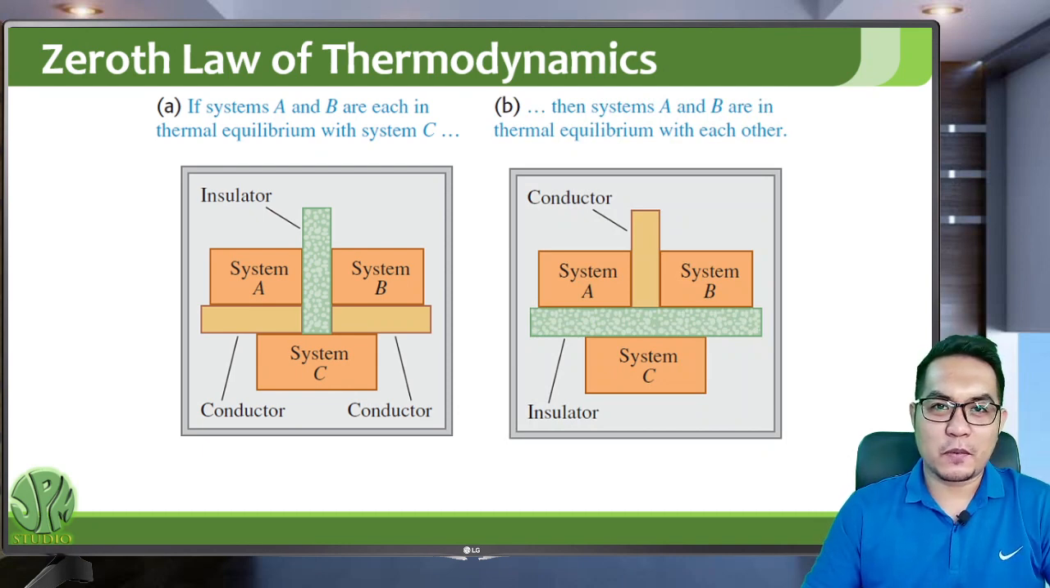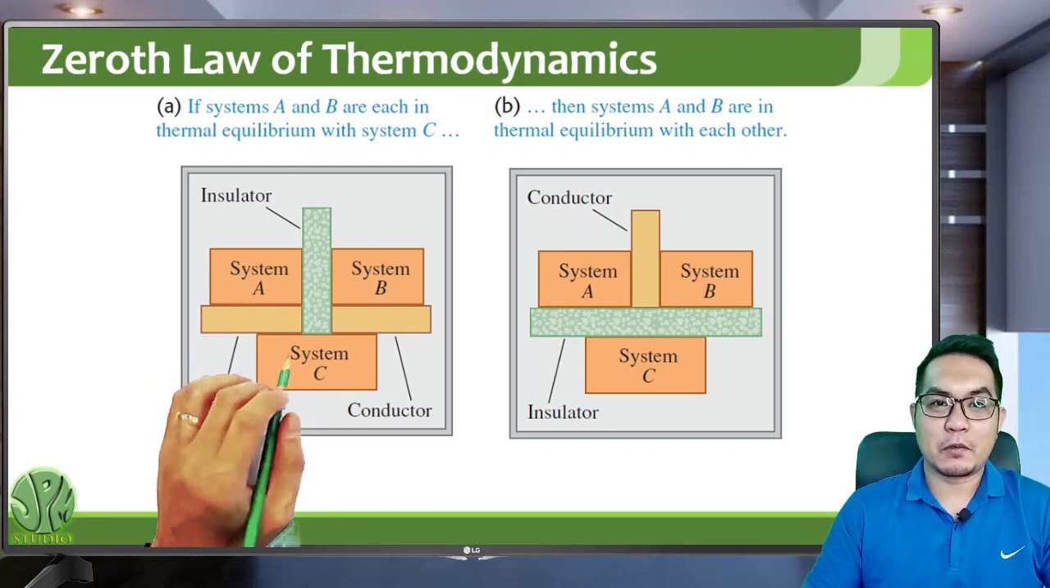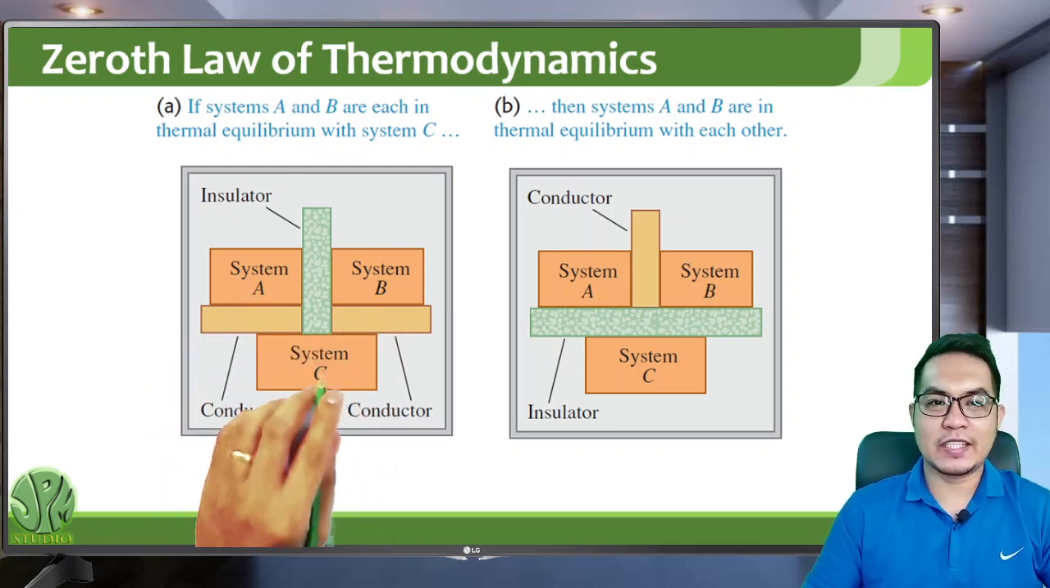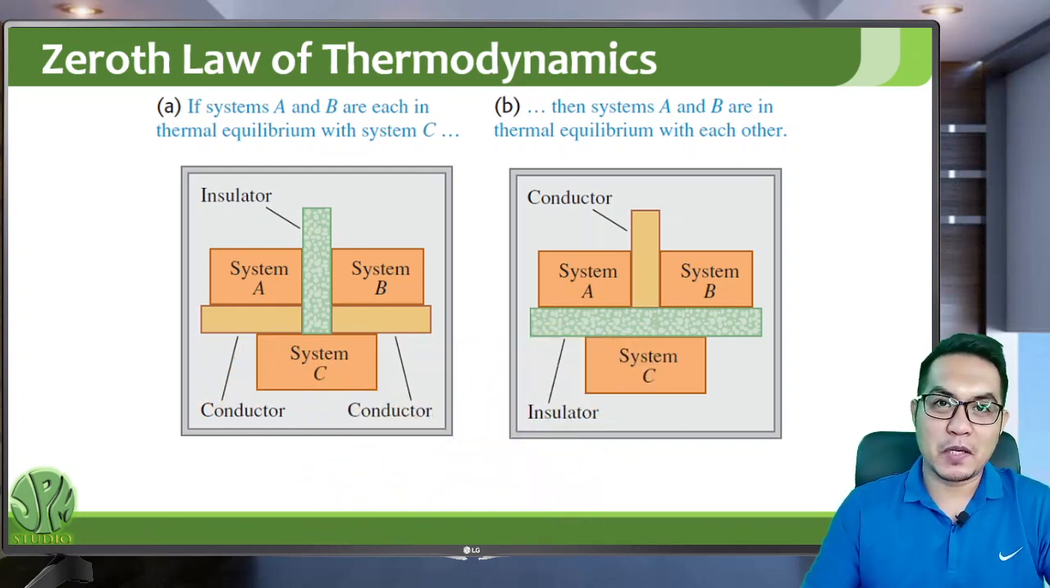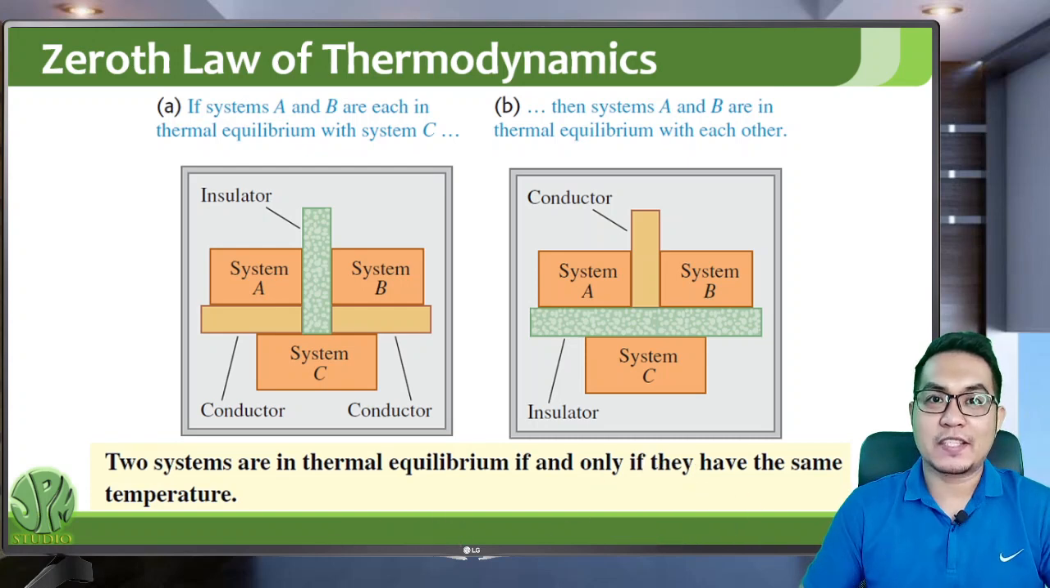According to the zeroth law of thermodynamics, if A is in thermal equilibrium with C and B is in thermal equilibrium with C, then A and B must also be in thermal equilibrium with each other, even though they are not directly in contact. This is the zeroth law of thermodynamics: two systems are in thermal equilibrium if and only if they have the same temperature. As you can see, this is a very basic law, the most fundamental law in thermodynamics.